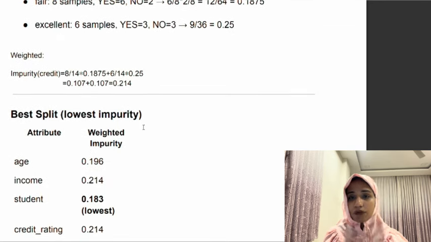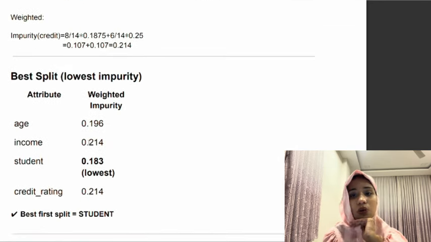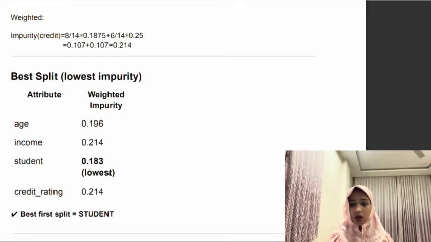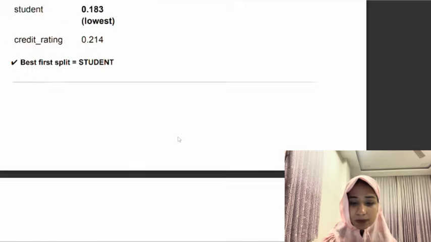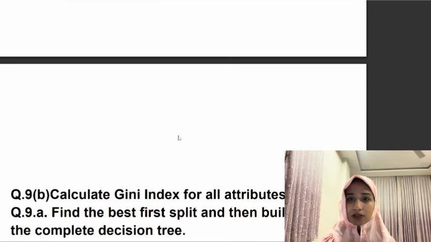So best, now we'll compare. The best split is the one with lowest impurity. So we have age, income, student, credit rating, and their similar values. So the best first split is student because it is the lowest. So the first split is student. Okay, so we needed to find the best first split.